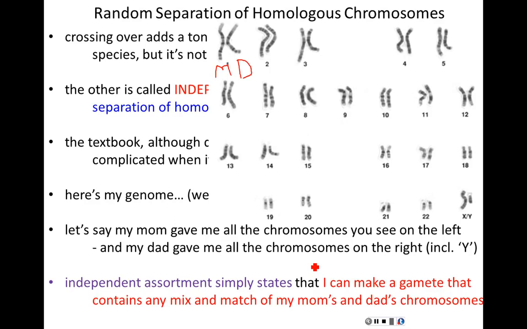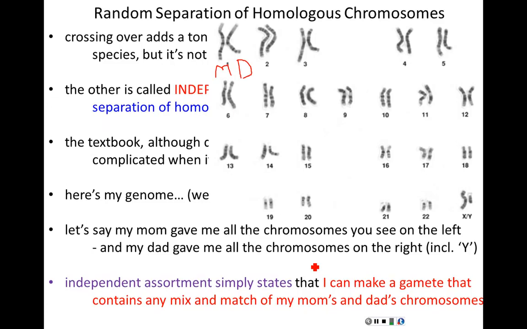Independent assortment, this idea of independent assortment is quite simple. It states that there are no rules as to which of these chromosomes a given gamete gets. In other words, it's a mix and match on what gamete is going to get which chromosome. It's important that every gamete get 1 and only 1 chromosome number 1, 1 and only 1 chromosome number 2, 1 and only 1 chromosome number 3, but that's the only rule.